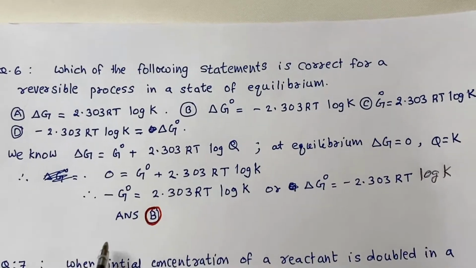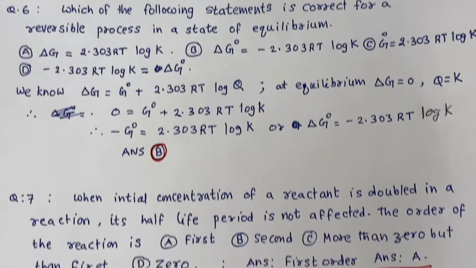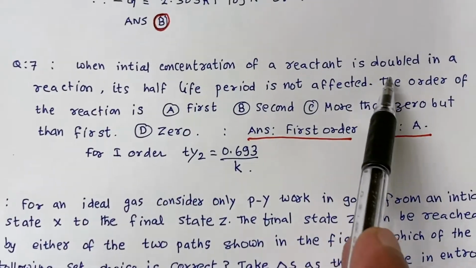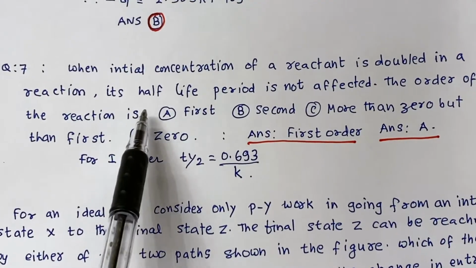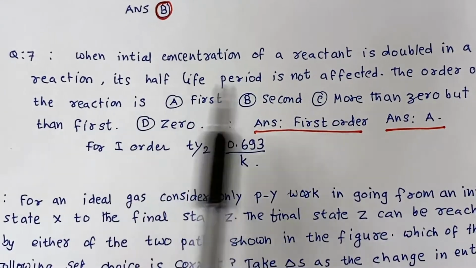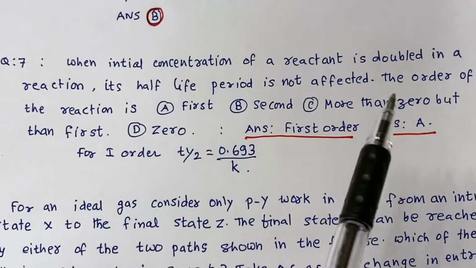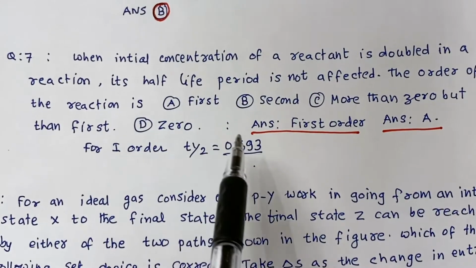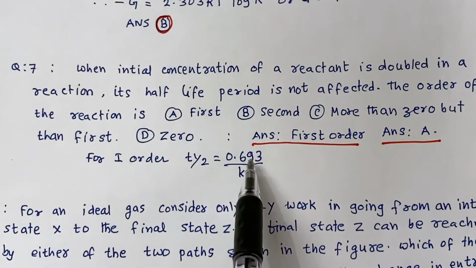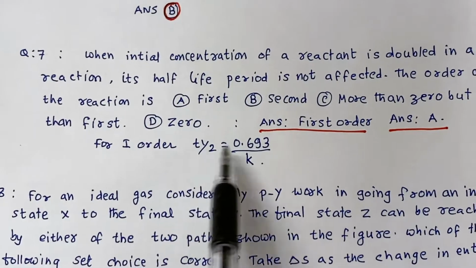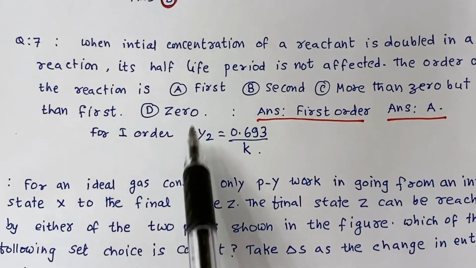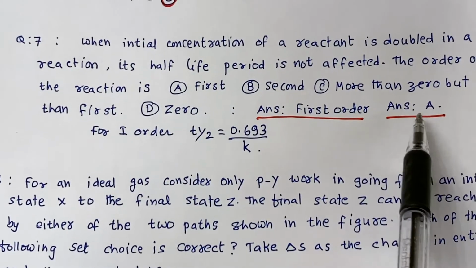So answer is B. So next question we will go. When the initial concentration of a reactant is doubled in a reaction, its half-life period is not affected. The order of the reaction is. This is the very simplest question. Recently I have seen it. So we know that in the first order reaction only the t half is independent of the initial concentration. So that is t half is equal to 0.693 by k. So that's why we can write for first order reaction, answer is A.